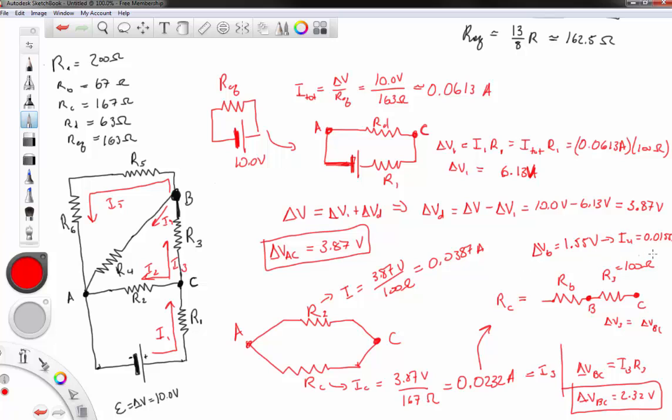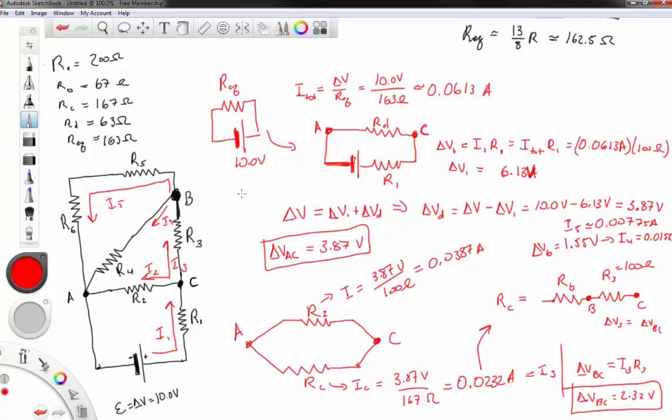So 1.55 divided by 2. And so I5 must be about 0.75 amps. So now we've actually solved for all the currents in this problem.